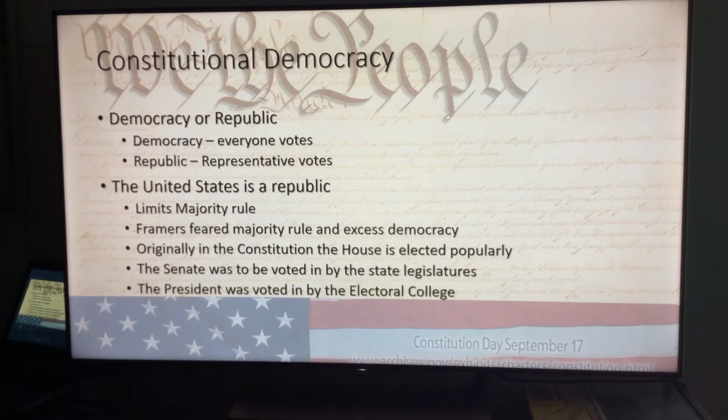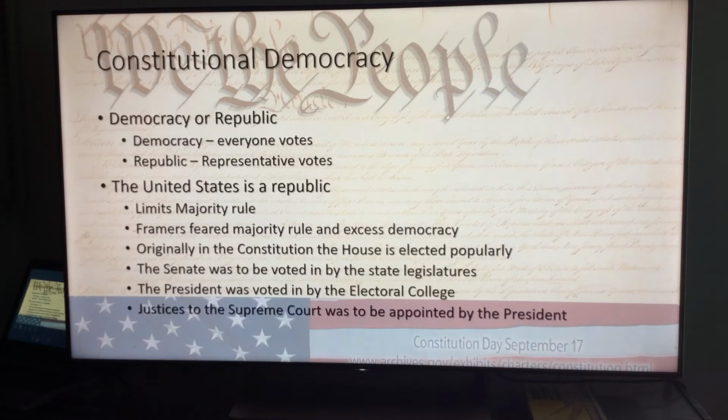The president was to be voted in by the electoral college, not by the people, but the electoral college. And then justices of the Supreme Court were to be appointed by the president and approved by the Senate. So the only one that's voted in by the people is the House of Representatives. Everything else is voted in by some other entity.